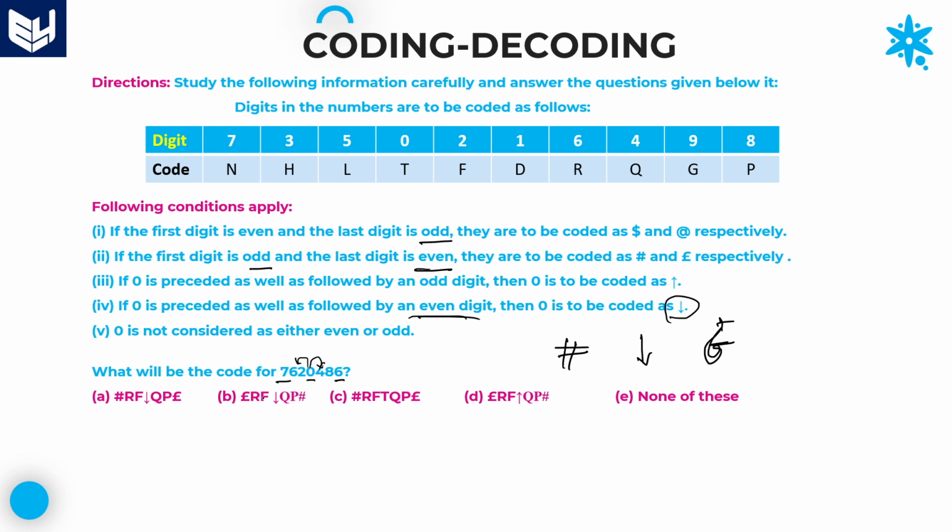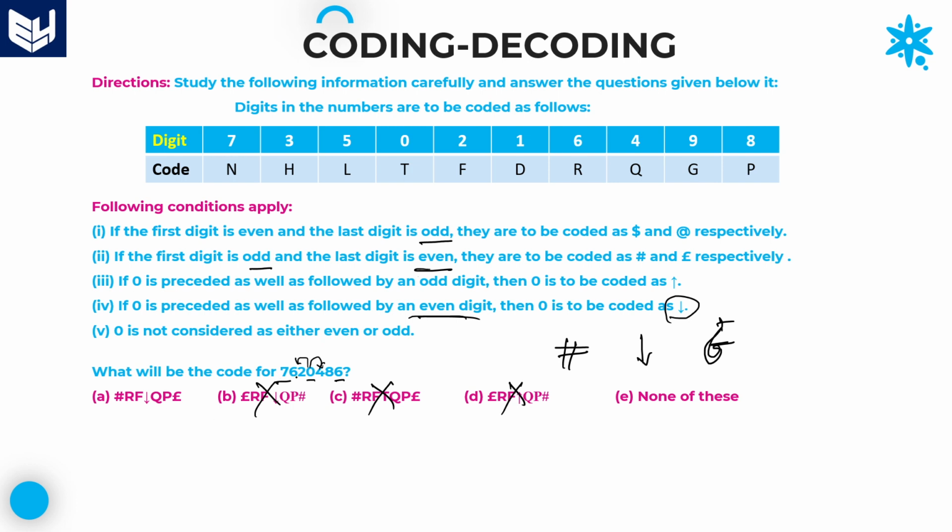Now, you can eliminate option B. Why? Because first one must be hash. You can eliminate option D also. Now, there is no down arrow in option C. You can eliminate option C also. So, only possible answer is this one.